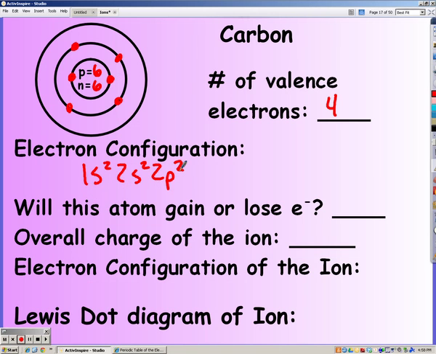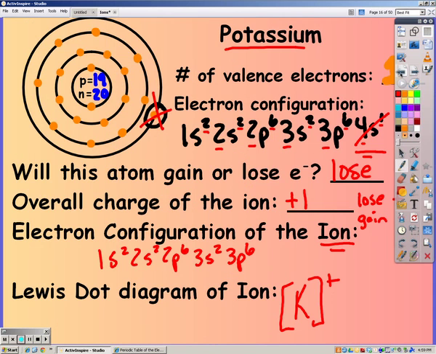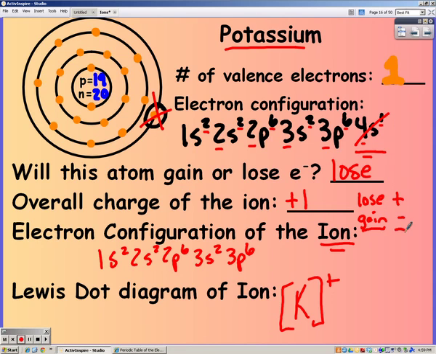Carbon's a little bit different because we have 4 electrons in the outer ring. It could just as easily lose 4 as gain 4. But if you recall that carbon is a nonmetal, and nonmetals always gain electrons. So because carbon's a nonmetal, it's going to gain. And it should gain 4 because it's trying to satisfy the octet rule and have 8 in its outer ring. Remember that when it gains, it should have a negative charge. And it should gain 4, and that's why it's going to be a negative 4.